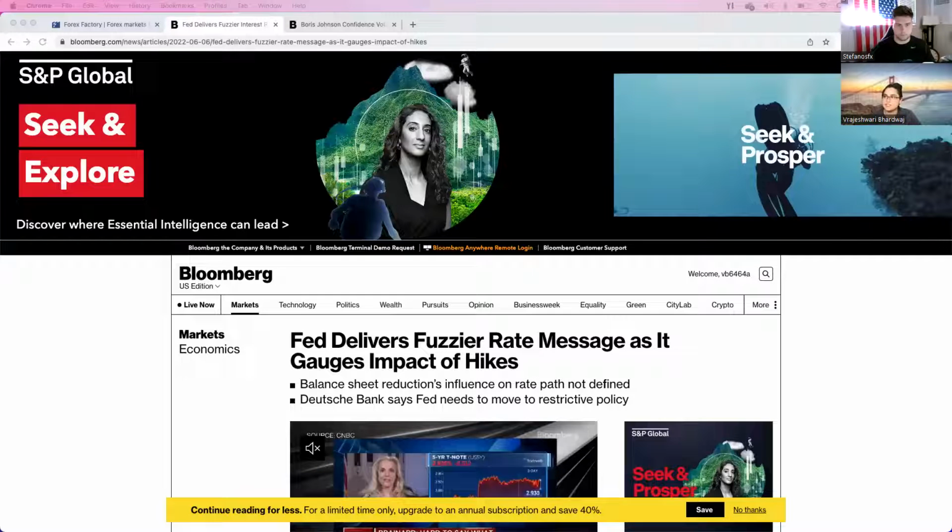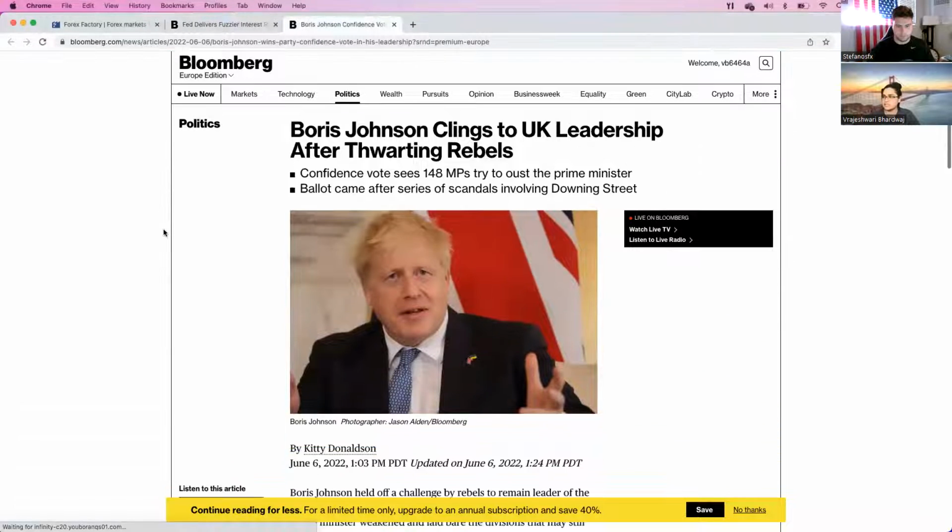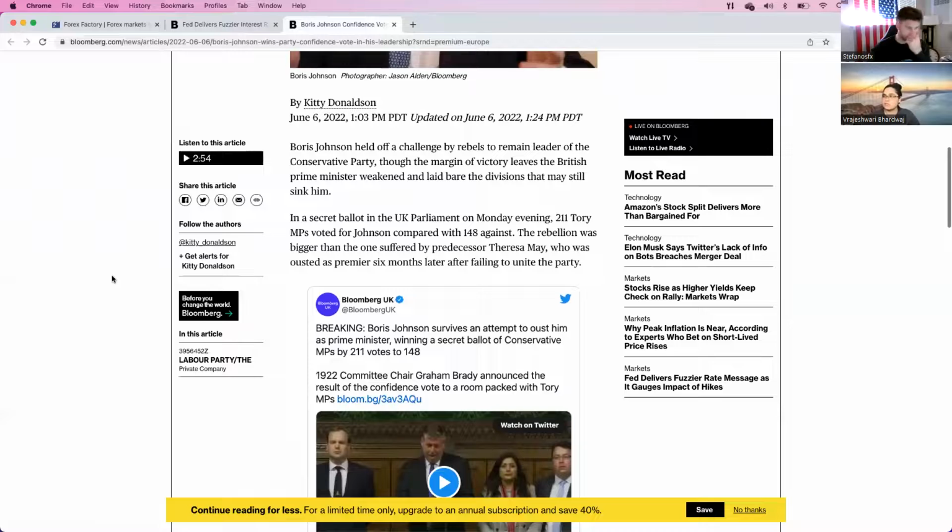So when we're looking at interest rates, let's go over Boris Johnson first, where you have the UK leadership. It seems like he is still holding on to his office, where he has won by a margin so far. Right now he seems like a strong candidate, and that's bringing in optimism when it comes to the pound.